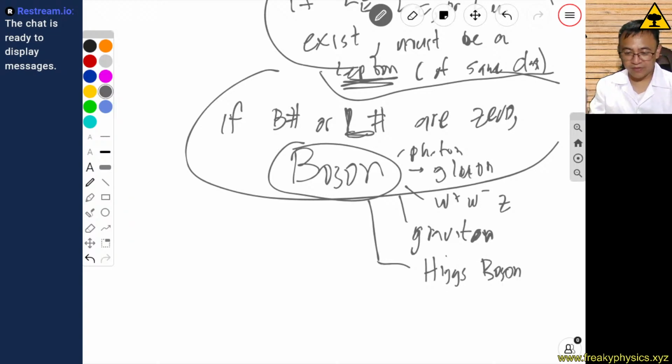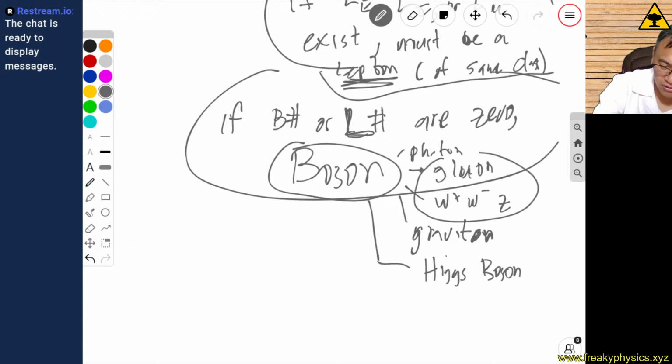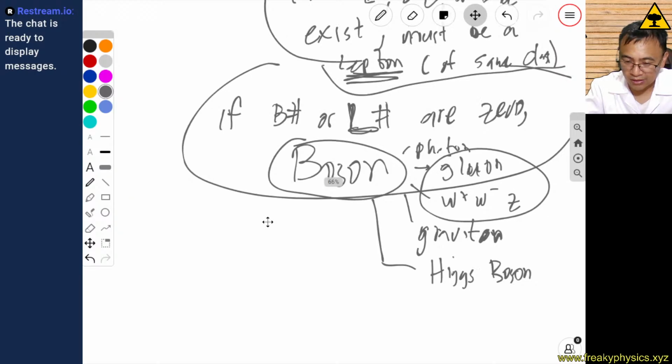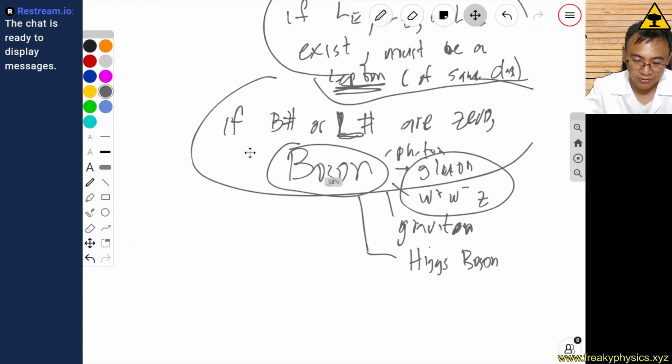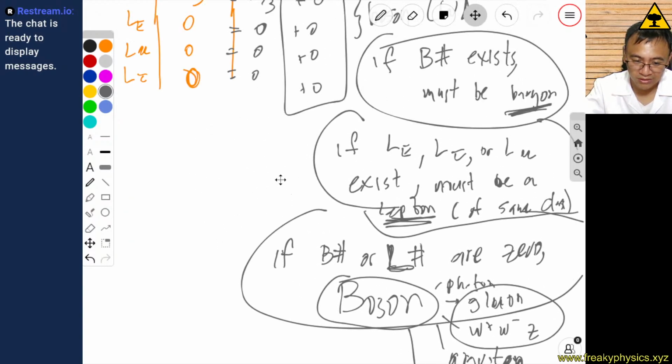Now, which of these would you normally see in a reaction? You would normally see either a gluon or a W plus, W minus, or Z. In IB or A level, you will not see the graviton in equations yet because it's still hypothetical at this moment. And we will not see the Higgs boson because the Higgs boson doesn't really get covered in IB or A level. The photon, of course, it's covered, but that's a 50-50. Most of the time, you'll get gluons or the W plus, W minus, or Z bosons.